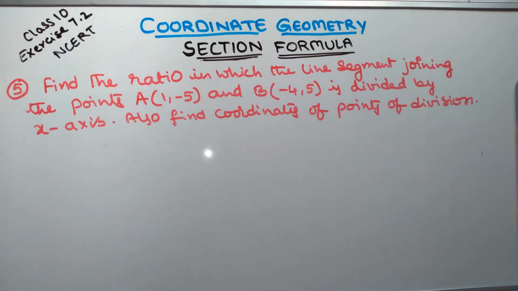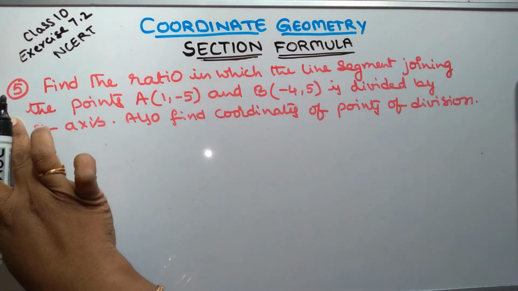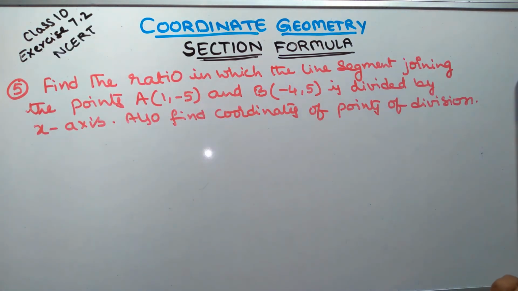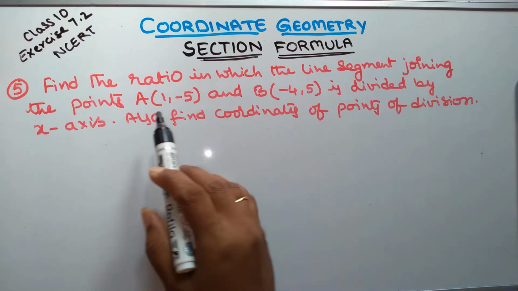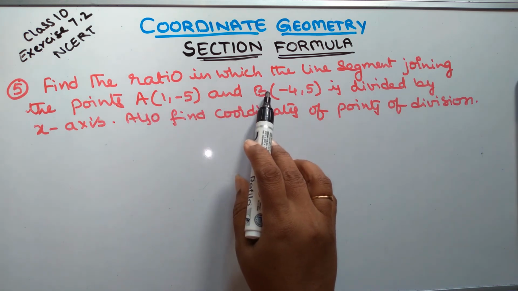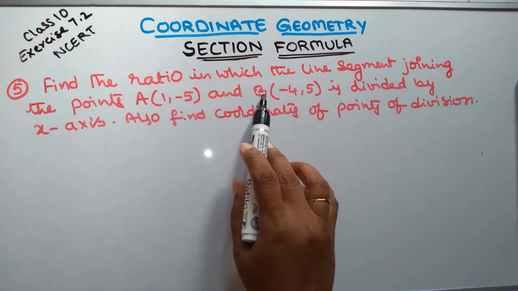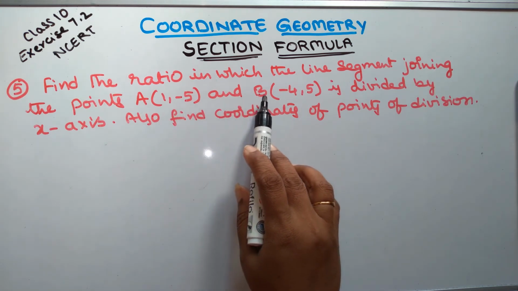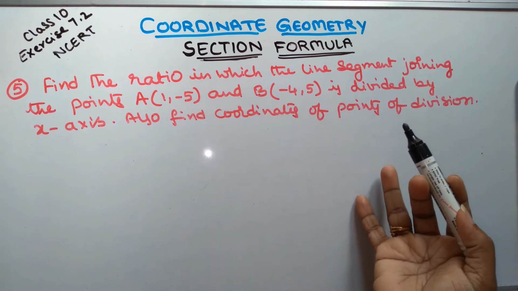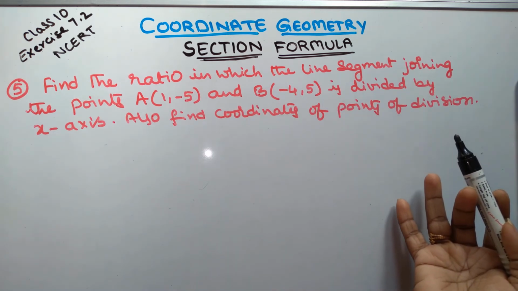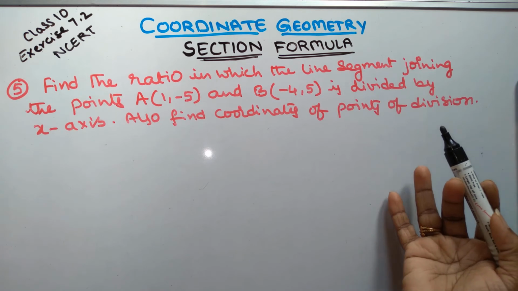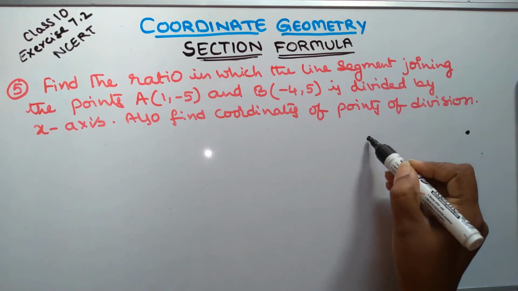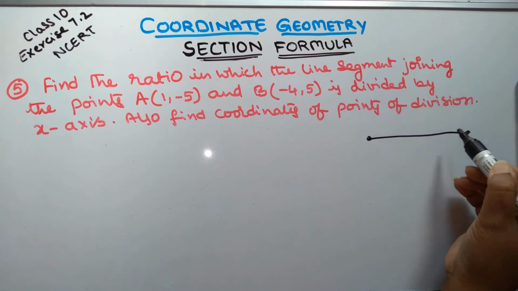Let us discuss one more problem, that is the fifth problem from exercise 7.2 class 10 NCERT textbook. Here the points A and B are given, they are forming a line segment and the x-axis is dividing this line segment AB in some ratio, say M1 is to M2. We need to find that ratio, and also the point where the x-axis is dividing the line segment, the coordinates of that point also we have to find.